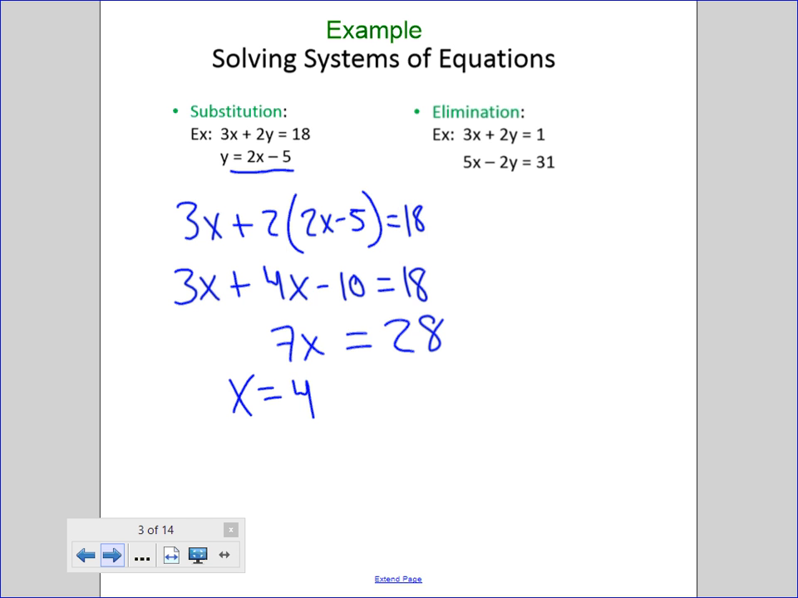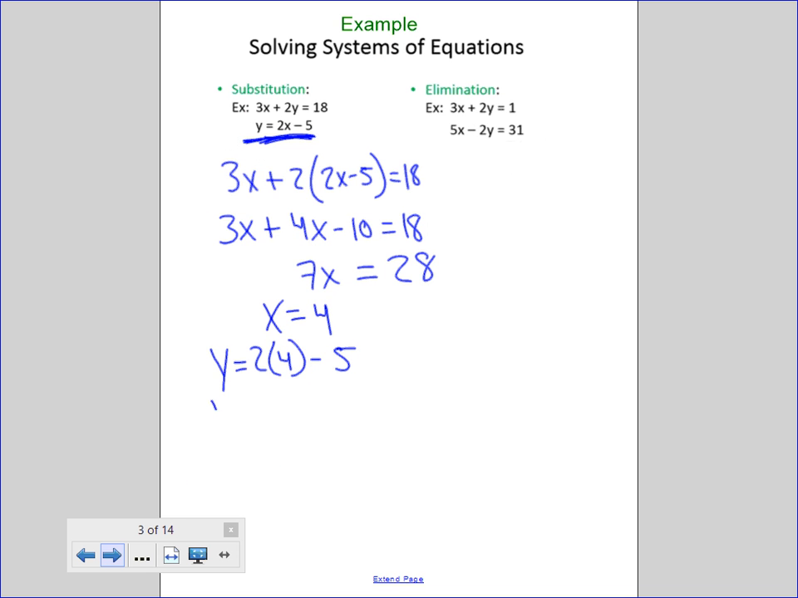Now we need to find our second variable, which is y. So I'll plug that into my y equation. I'm using this blue underlined equation, and I'll plug my x value in to get what y equals. So y equals 2 times 4 minus 5. We do 8 minus 5, and we get y equals 3.